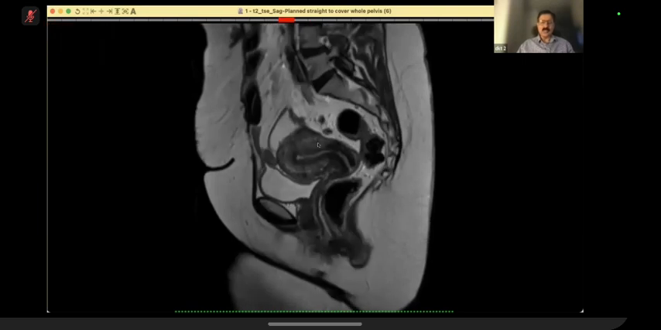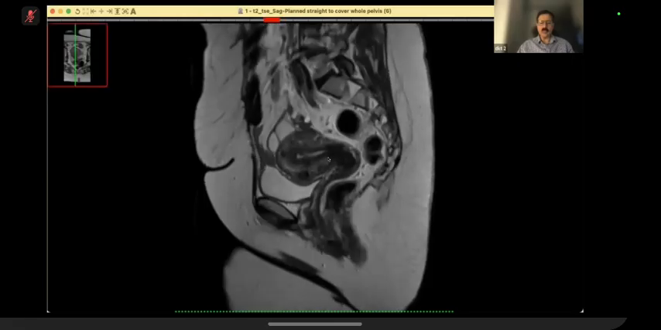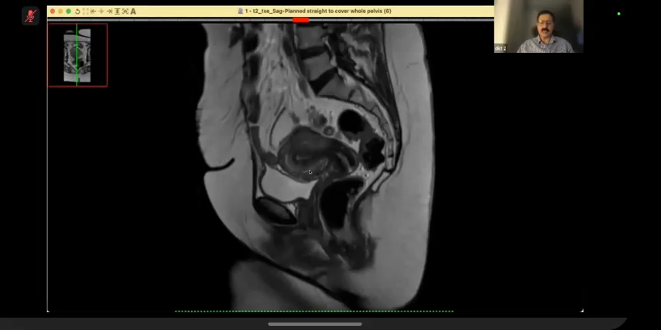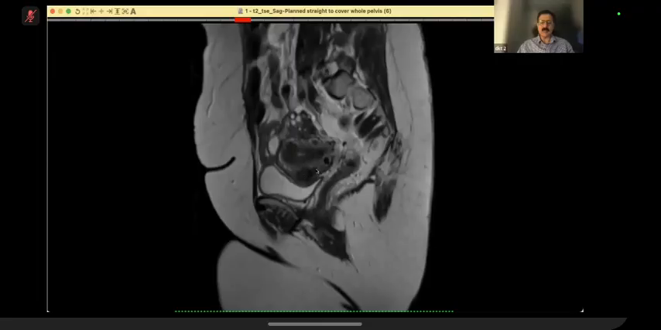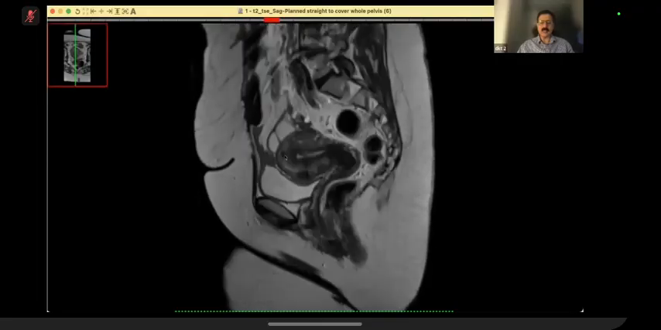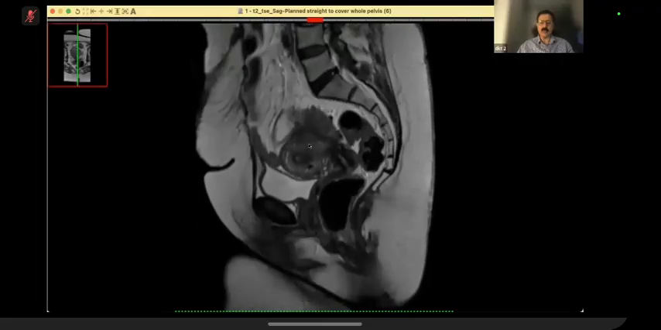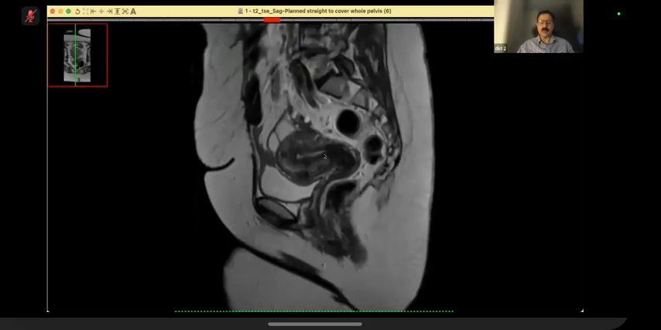So the point is that this is the uterus. This is the endometrium. Around the endometrium is this low signal intensity junctional zone. Now, the junctional zone is low signal, and the rest of the myometrium is high signal. Within the myometrium, we can see these lesions, this lesion, this lesion, this small one. These are all fibroids.